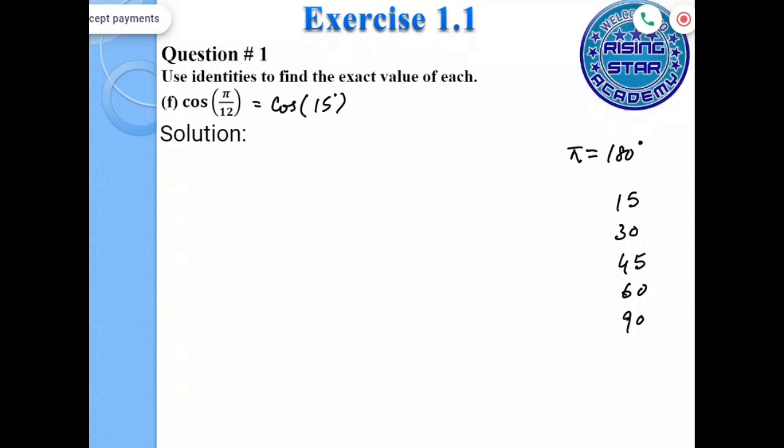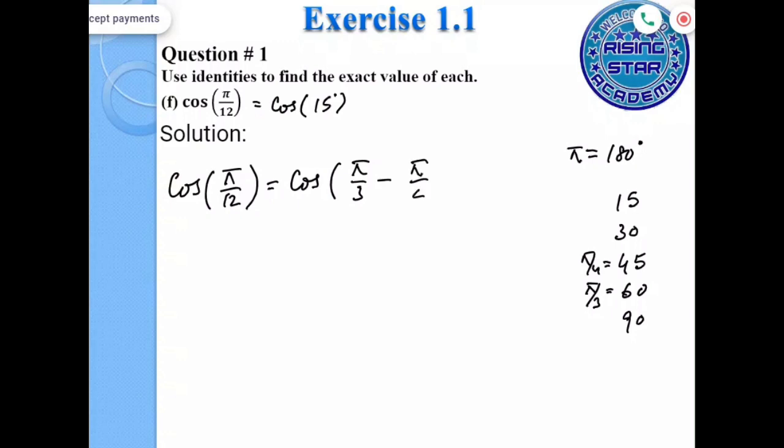So for 15 degrees, I would take cos of pi by 12, which is equal to cos of pi by 3, that is 60, minus pi by 4, sorry, that would be pi by 4. So 60 minus 45 would become 15. So I would take it according to that. Here is 60 and here is 45. When we subtract them, we get 15 degrees. So that's why I'm taking these two in radian values.